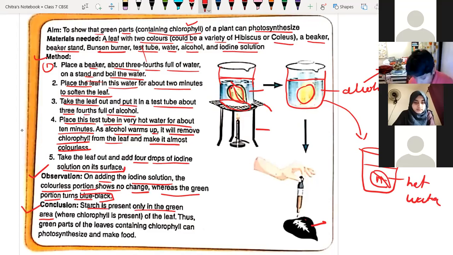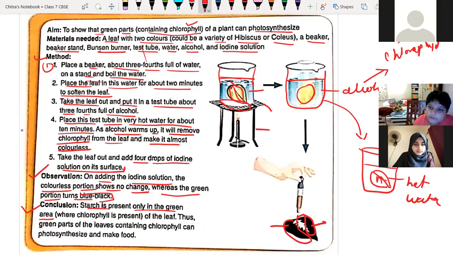That means starch is present in the green area, which shows that chlorophyll performs photosynthesis and forms starch by this process. Where chlorophyll is present, that leaf area becomes dark black in color due to the presence of starch. Thus the green part of the leaves contains chlorophyll, can perform photosynthesis and makes the food.